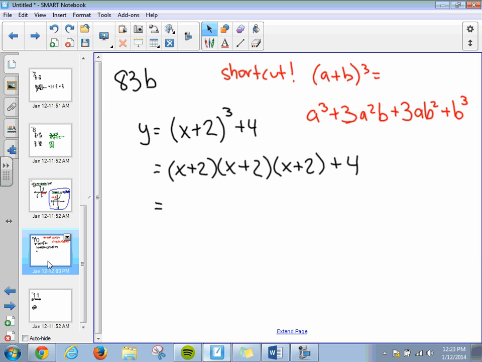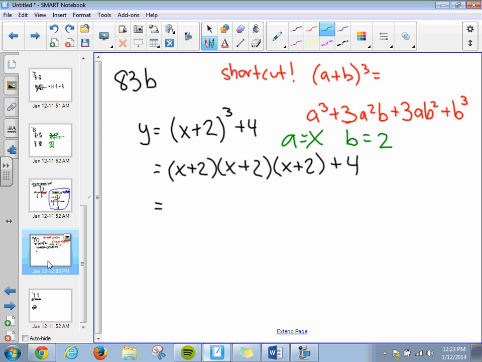There is a shortcut that can help us write it a lot faster, other than factoring out a bunch or foiling it out a bunch of times. We can follow this form where if we let a equal x and b is equal to +2, we'll plug it into that shortcut that I provided. This will make it go a lot faster.